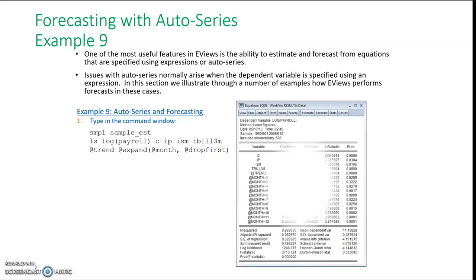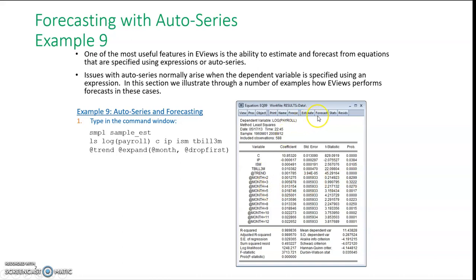After clicking I get this equation, the estimated equation in which the dependent variable is the log of payroll. The constant is significant, IP is also significant, ISM is also significant, and T-bill is also significant, while some dummies for some months are insignificant.